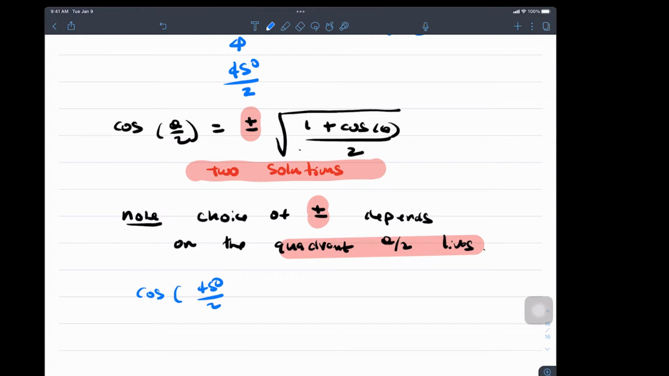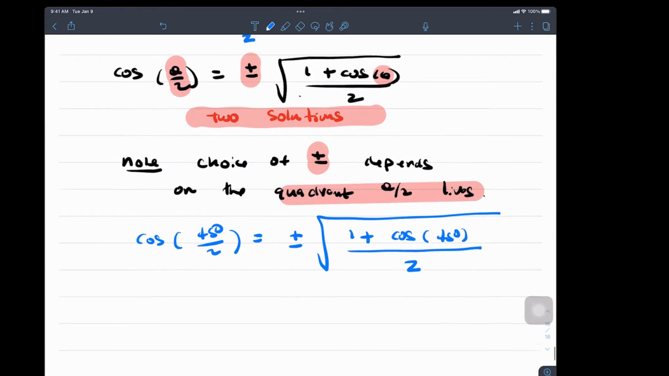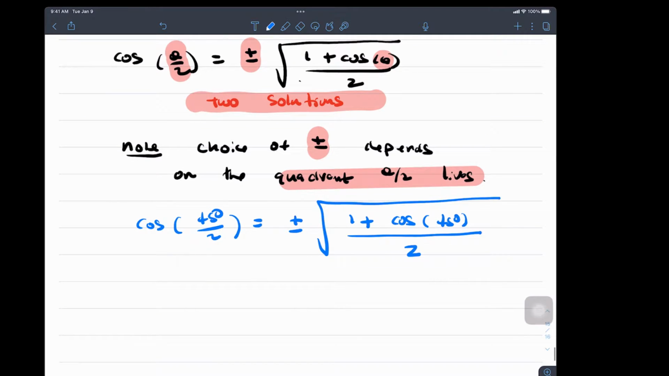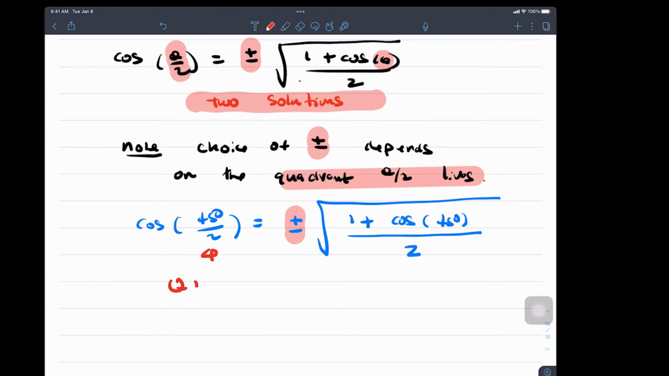Cosine 45 degrees over 2 is plus or minus the square root of 1 plus cosine of what? What do you guys notice? I want you guys to compare here. This is the half angle, and then this is the full angle. So it's cosine 45 degrees divided by 2. Now, stop and think about this. We're just using the formula. And stop and think, what is our choice of sign for plus and minus? What does it depend on? It depends on the quadrant. Where does this live? Quadrant 1.